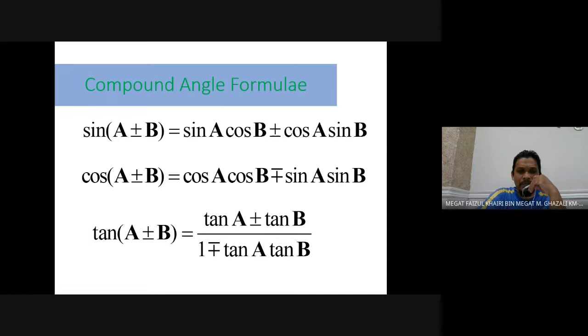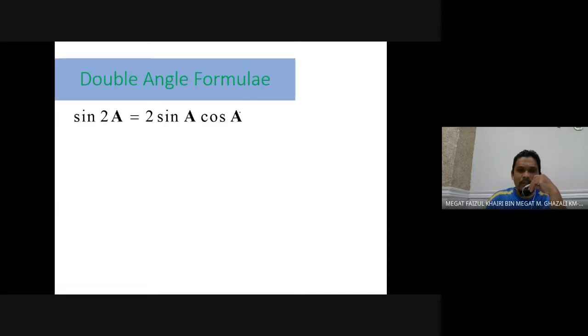sine A plus B. Okay, for this one, let's say sine A plus B equal to sine A cos B plus cos A sine B. As we know, sine A plus minus B equal to sine A cos B plus minus cos A sine B. So when we come up with sine A plus B, then we have the formula of sine A cos B plus cos A sine B.